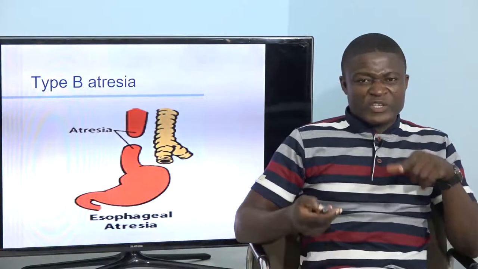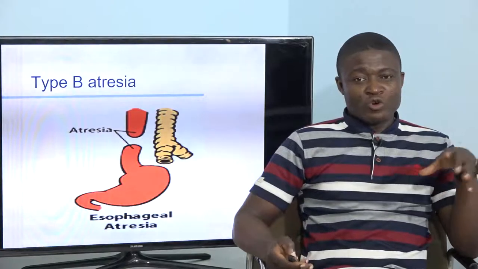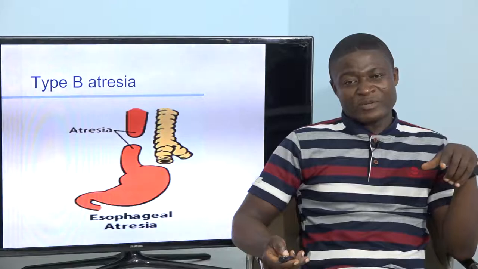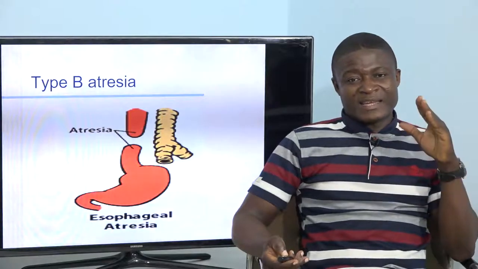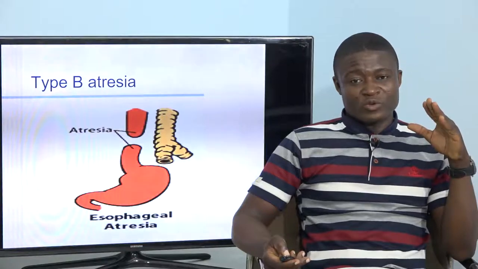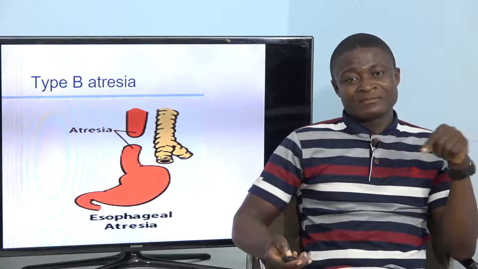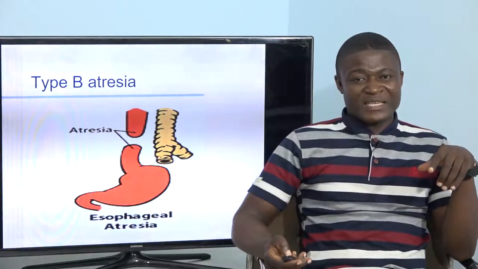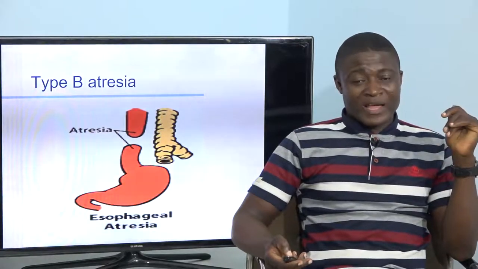So this person, when he swallows food, the food will only be in the oesophagus. It cannot enter into the stomach because it is blinded. There is atresia here, atresia there. Occlusion on the top. So the oesophagus is only hanging. It is not connected to the stomach. So that is a type B atresia.